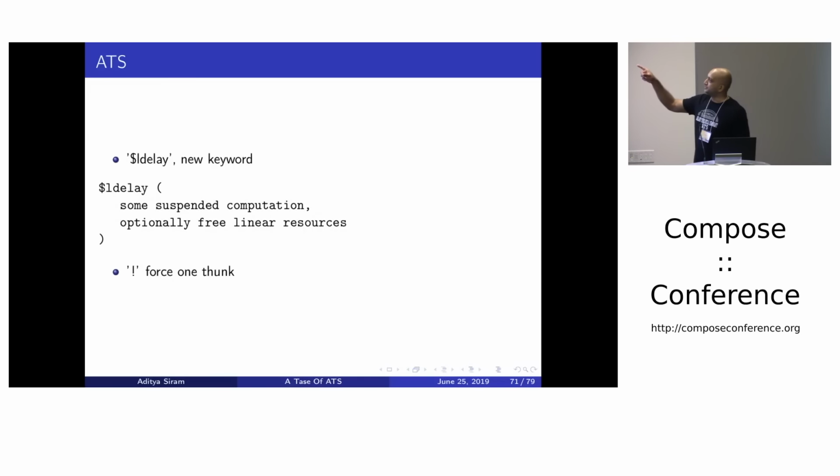And it introduces a new keyword called $ldelay. Again, I have no idea why this one has a dollar sign in front of it, but it does. So $ldelay is a pair of some suspended computation, and you optionally free the linear resource after that. If there's a linear resource to be freed, you free it there. And that's really all there is to it. And there's a bang that forces one thunk. This is not quite as sophisticated as Haskell's lazy evaluation because it doesn't do weak head normal form or anything like that. It just evaluates the entire thing there. So if it's a box type, it just evaluates the whole thing. But yeah, that's how delays are done. That's how streams are constructed in ATS.